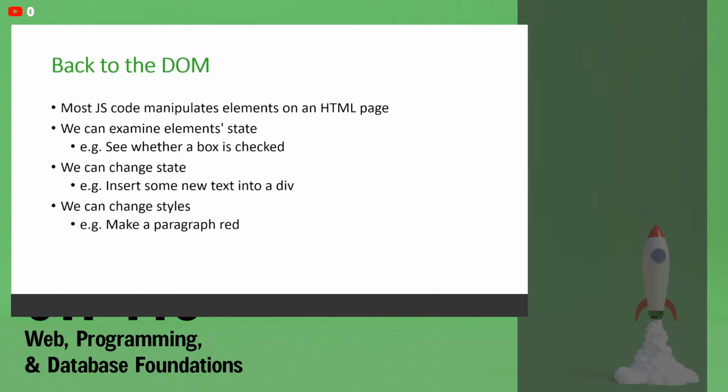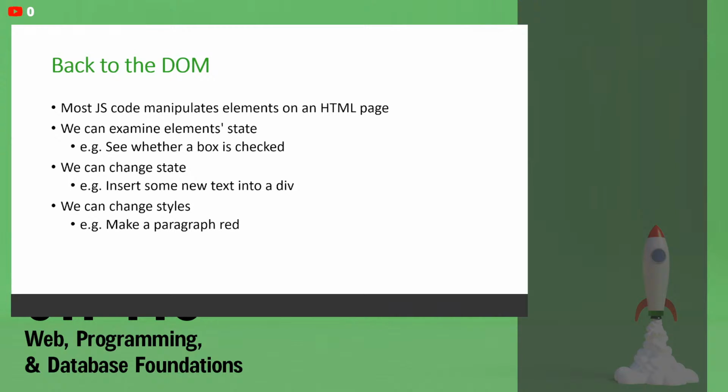But we can check an element state, right? We can see whether or not a box is checked, which is a fun thing. We can insert some text into a div, which is something that we'll do in just a moment. Or we can change styles. We can take something that is one color and make it a completely different color. Pretty easy, right? Well, we'll see.